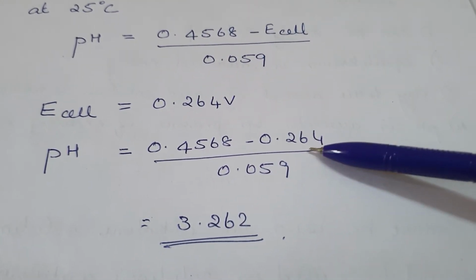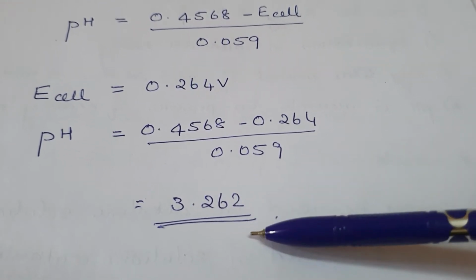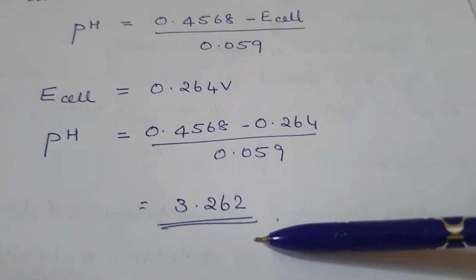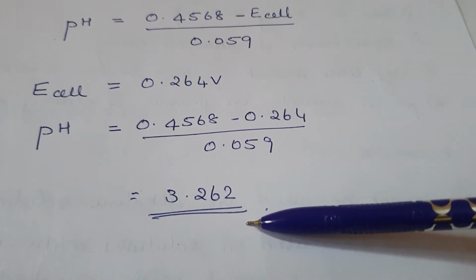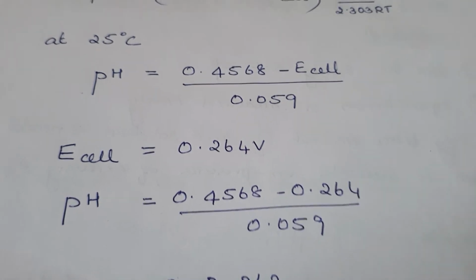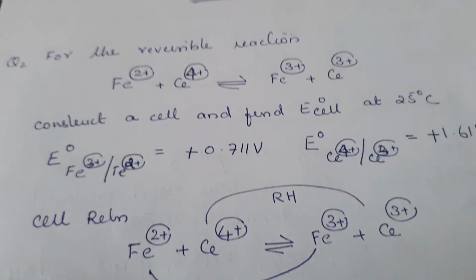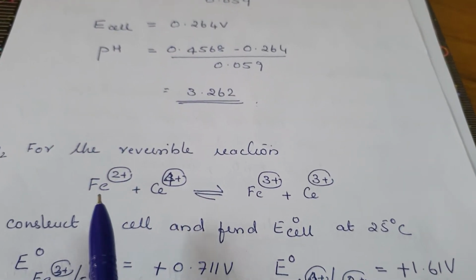0.4568 minus 0.264 divided by 0.059 is equal to 3.262. So the pH of the solution was 3.262. Okay, so read the question carefully, substitute the quantities carefully. Now we'll go for another problem for a reversible reaction.